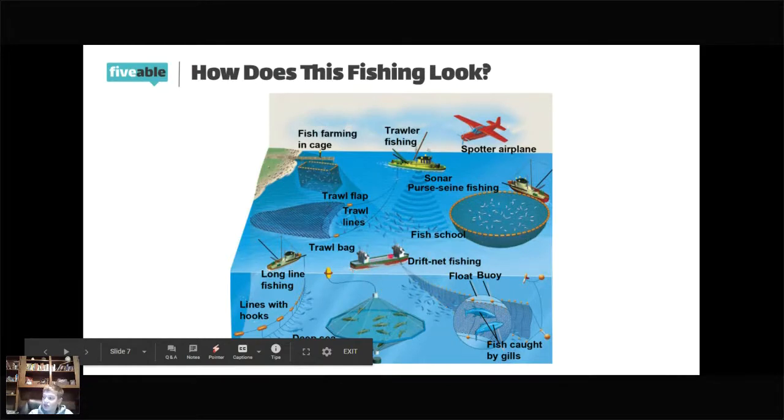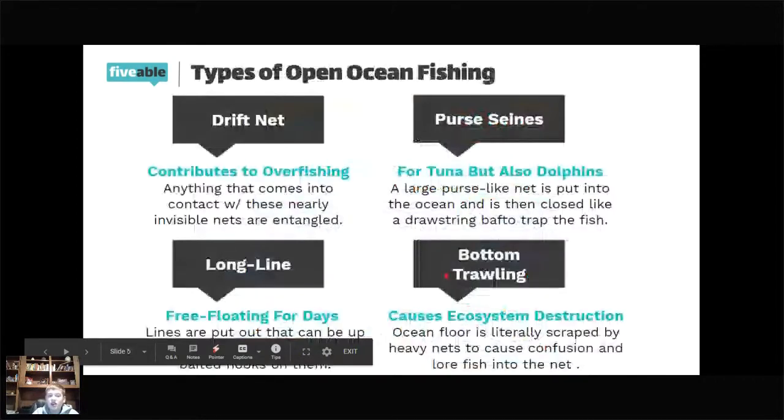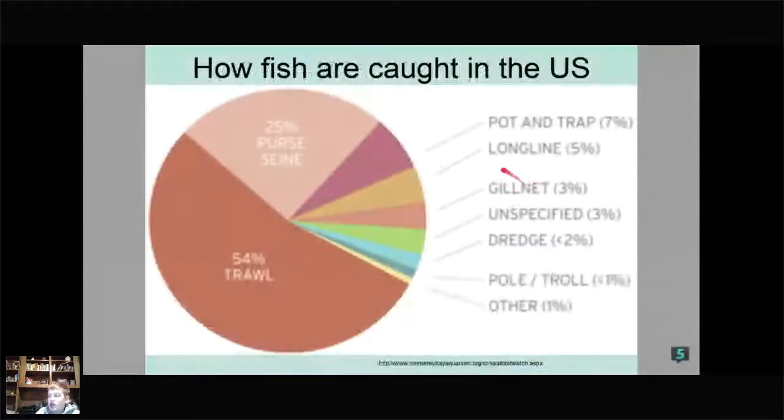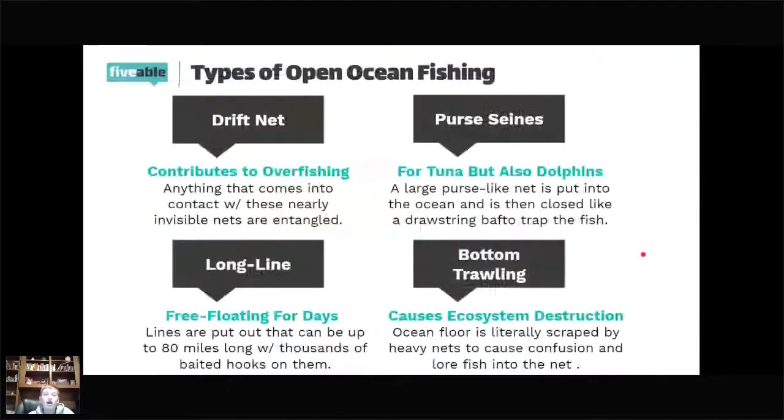There's a boat and there's a big net. It's a lot more invisible than this, with smaller mesh, but the fish's gills can get caught in this. And it's not good because it's one of the biggest contributors to overfishing. We're talking about drift net fishing, and most of these are types of drift net fishing.